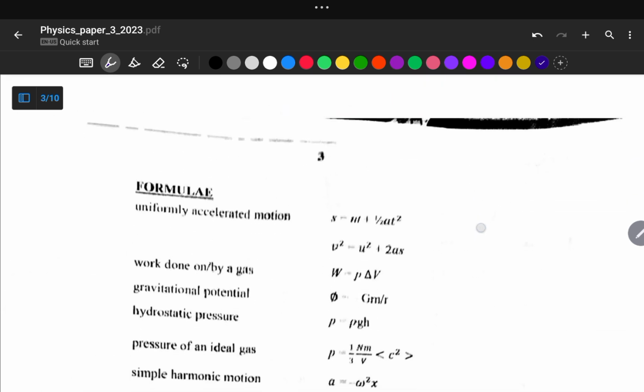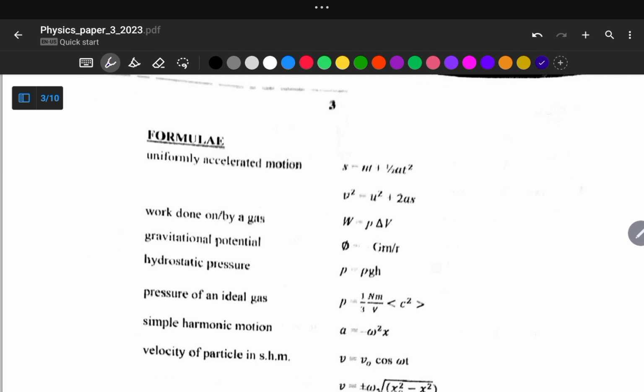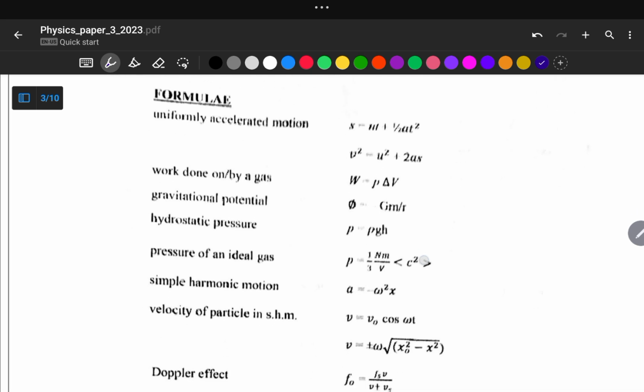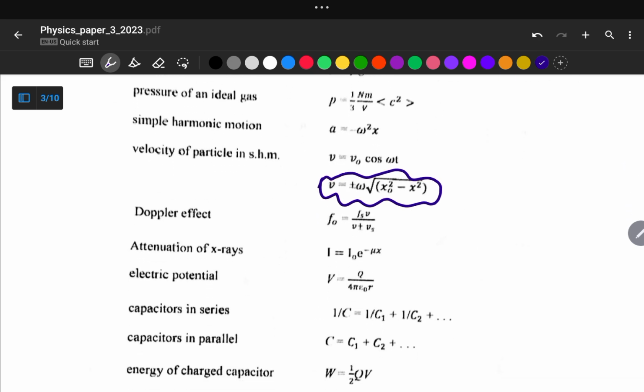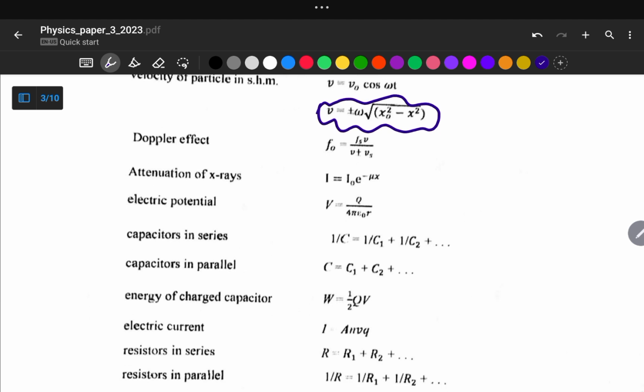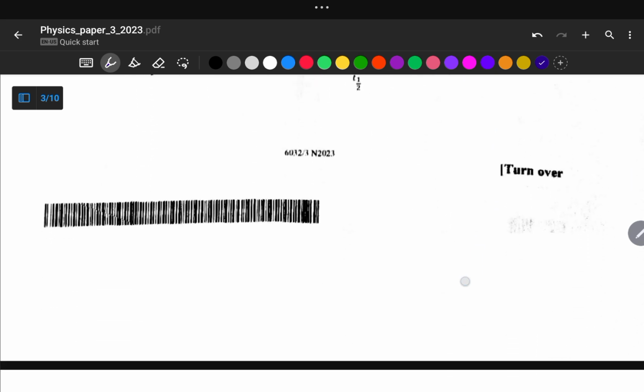Okay, so you are given this set of equations. The ones for uniformly accelerated motion, s equal to ut plus half at squared, v squared is equal to u squared plus 2as, and the gravitational potential, the equation for simple harmonic motion. So you should also be able to derive this equation for simple harmonic motion. And there's the Doppler effect, attenuation of X-rays, electric potential, and capacitors in series. You should also be familiar with these equations for capacitors in series and resistors in series, the difference between capacitors in series and resistors in series, capacitors in parallel and resistors in parallel. Okay, so let us dive into our question paper.